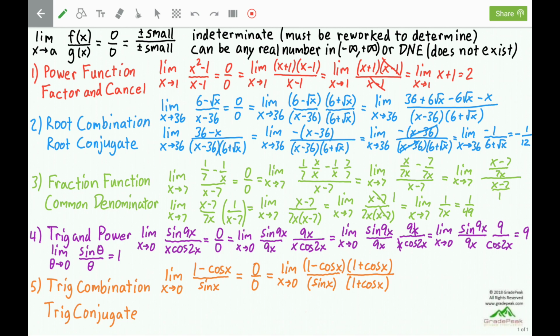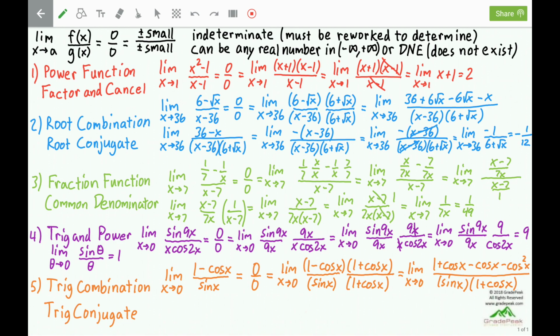And just like the root conjugate up above, we're going to FOIL out the conjugate pair. That will be the 1 minus cosine x and the 1 plus cosine x, and we're not going to FOIL out the non-conjugate pair. So let's do that here. The first is 1 times 1, that's a 1. The outside is 1 times cosine x, that's a positive cosine x. The inside is negative cosine x times 1, that's a negative cosine x. And last is negative cosine x times cosine x, that's a negative cosine squared x. The denominator we're going to leave alone since that's a non-conjugate pair. We don't want to distribute or FOIL that out in any way.